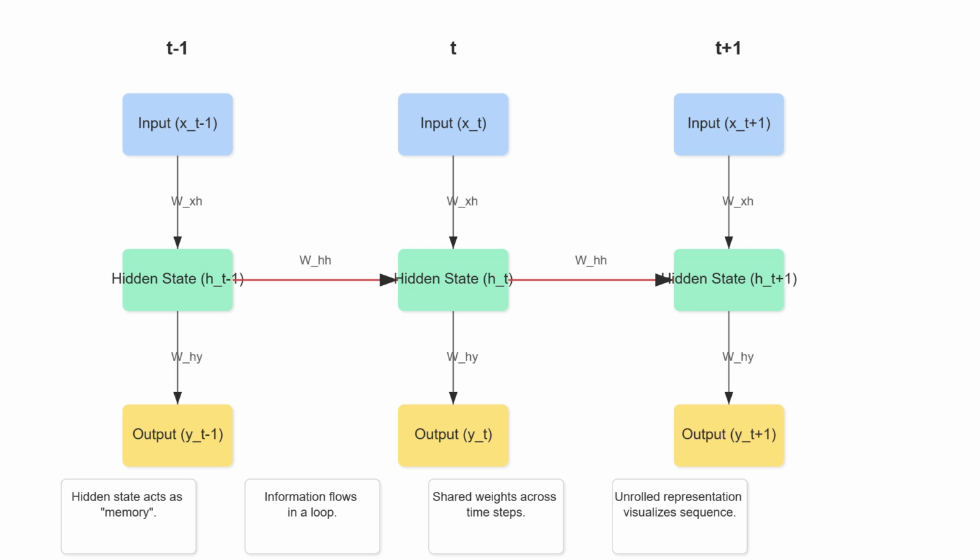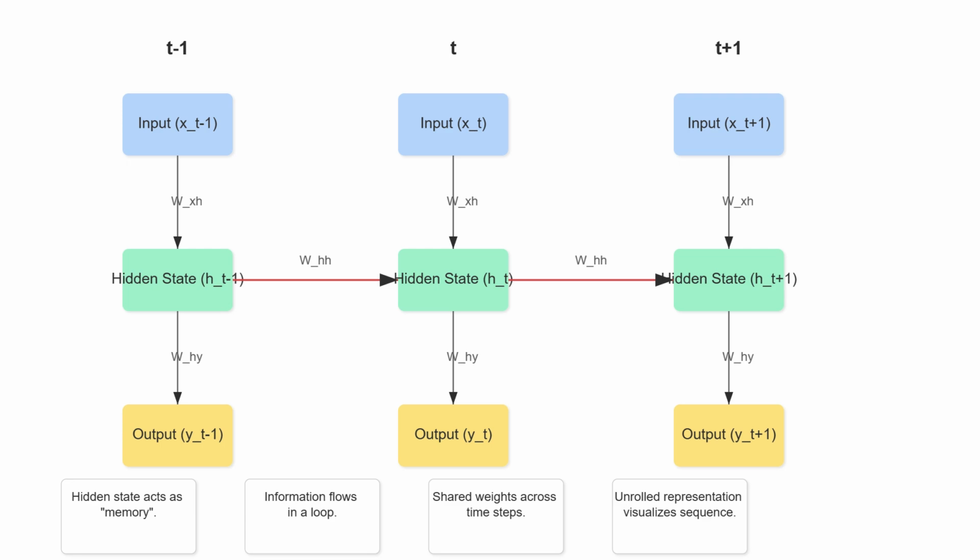At each step, the RNN takes the current input and the previous hidden state, processes them, and produces an output and a new hidden state. This new hidden state then becomes the memory for the next step in the sequence. A crucial aspect is that RNNs use the same set of weights for each step in the sequence. This shared weights principle allows the network to learn patterns across different positions in the sequence, making it efficient.